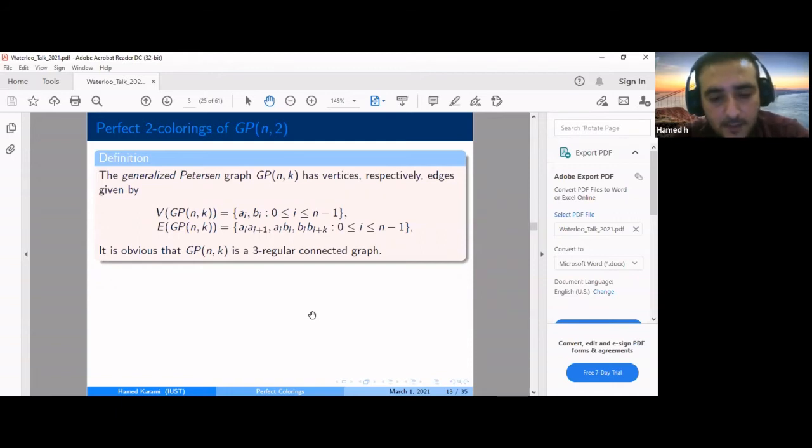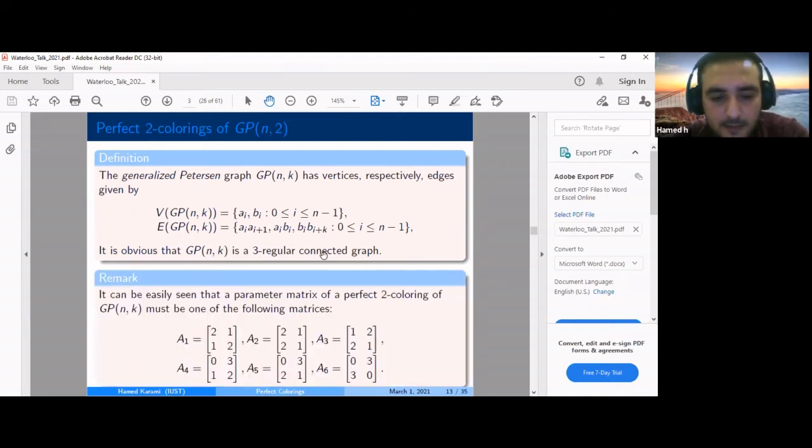Okay, let us start the main part of our results about perfect two-colorings of G(P, N, K). This is the definition of G(P, N, K). We have N vertices a_i and N vertices b_i. The a_i form a cycle, each a_i is adjacent to b_i, and each b_i is adjacent to b_{i+K}. It is obvious that G(P, N, K) is a three-regular connected graph.